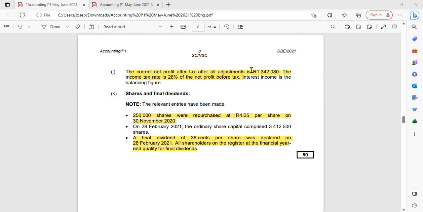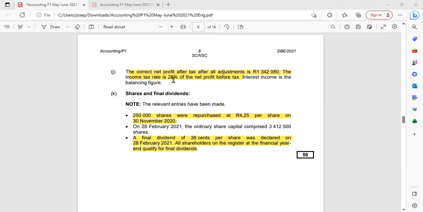If I was not given this information, I would take the amount of income tax and multiply it by 100 divided by 28. Then I am going to get what we call net profit before tax. Note, guys, that net profit before tax is always 100%, and net profit after tax depends on the percentage of income tax.